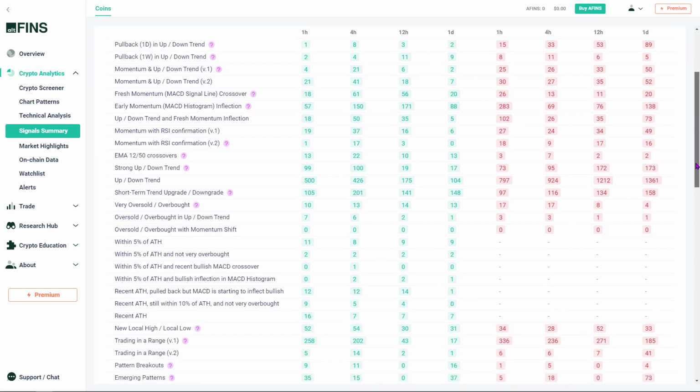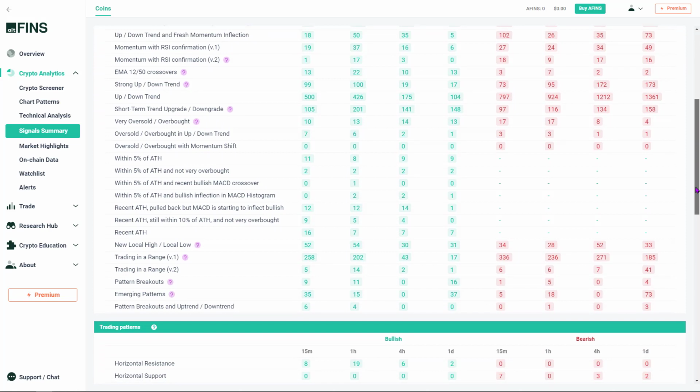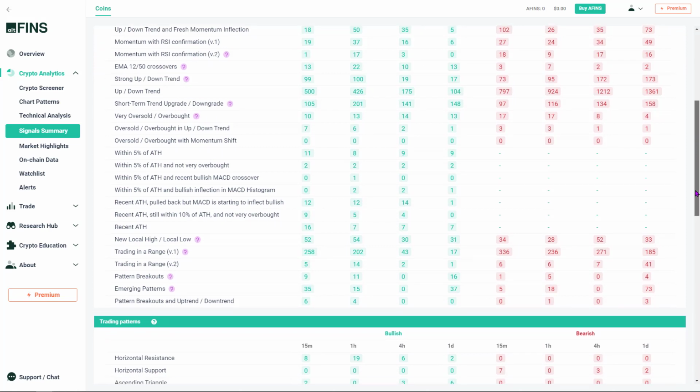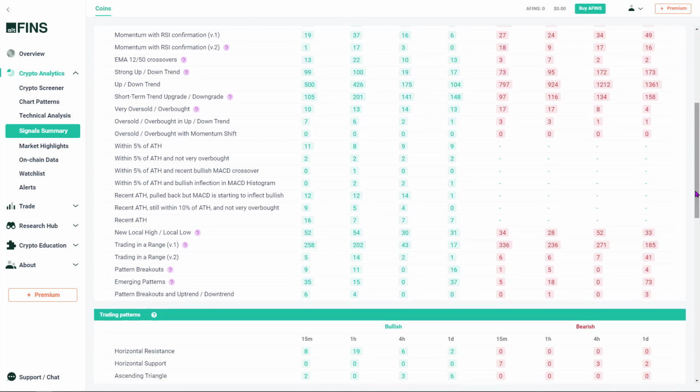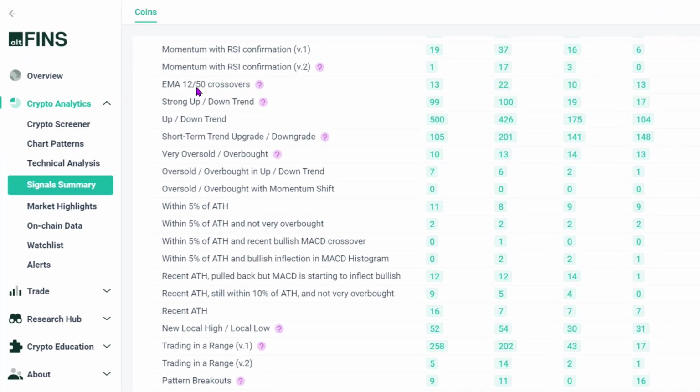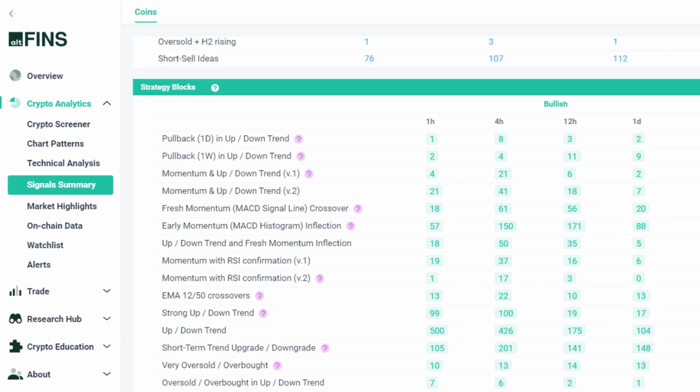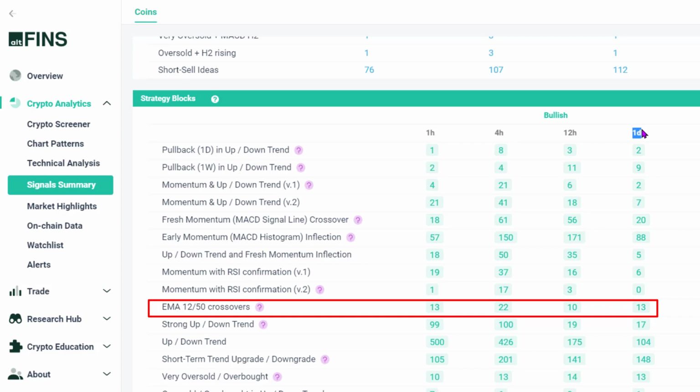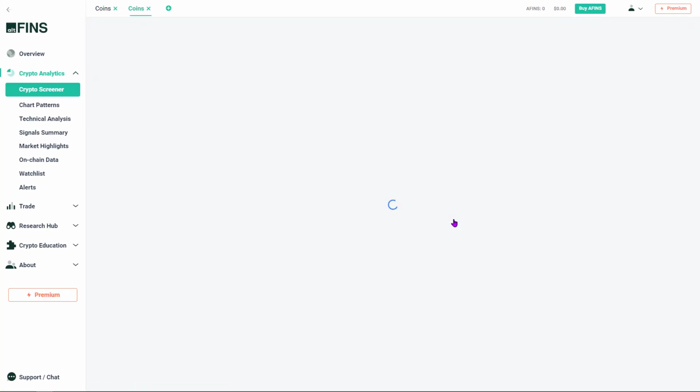Under the strategy blocks, there's a number of these preset market scans or strategies, and the one that I'm talking about is the EMA 12/50 crossover. And if you're trading on a daily time interval, then it would be this right here, number 13. So there's 13 assets that currently have a recent bullish EMA 12/50 crossover. Let's take a look at what that means.